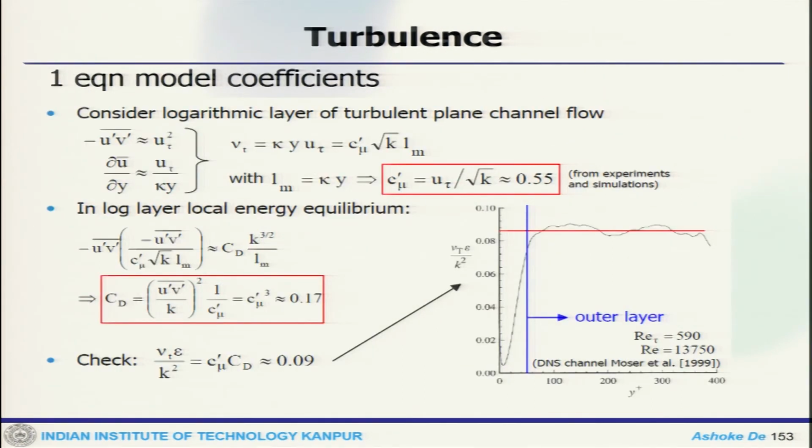Now, we can have this one equation model's coefficients. We consider the logarithmic layer of turbulent plane channel flow, where u prime v prime is approximately u tau square del u by del y. So, this is the coefficient for C mu. Now, in the log layer, due to local energy equilibrium, you get C mu equals 0.17.